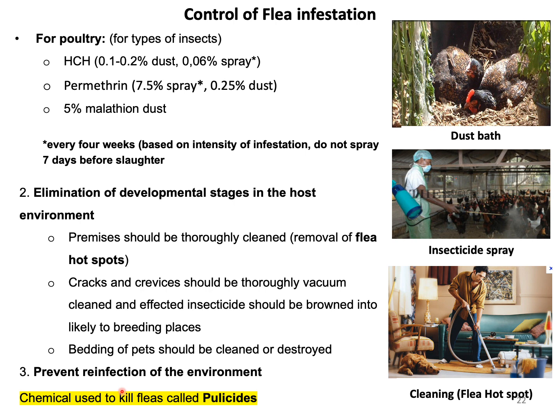And the third effective way of controlling flea infestation is the prevention of reinfection of the environment. So you should go for the treatment of the animal, first to kill the flea, and second, elimination of developmental stages in the host environment; you have to do it. Third one, regular cleaning of the animals and hygienic measures. If there is a chance of flea infestation, then you should start using some kind of dusting, powder, or shampooing, etc.